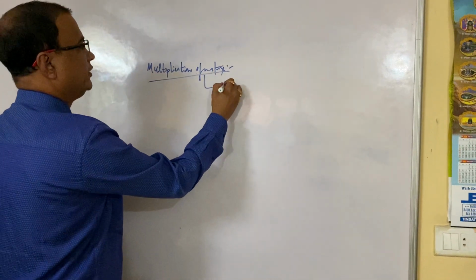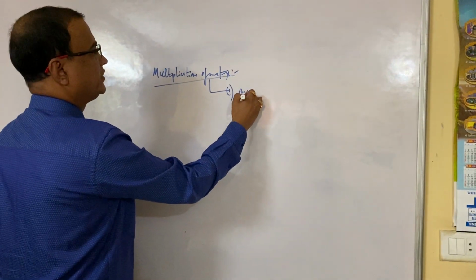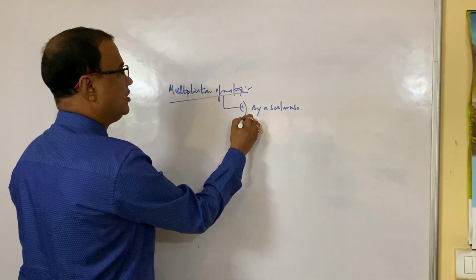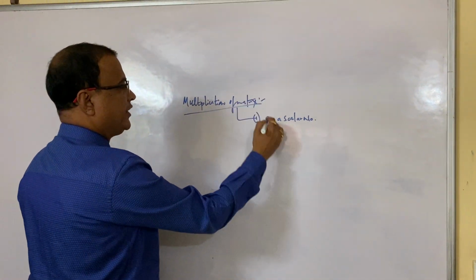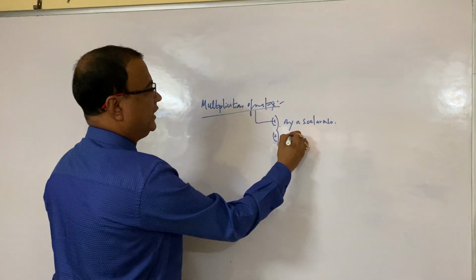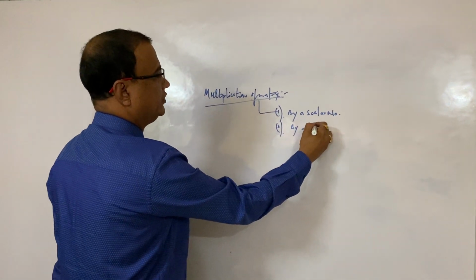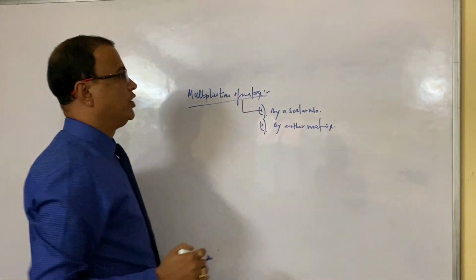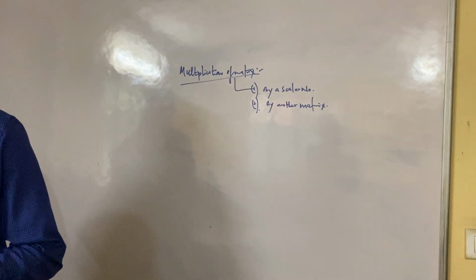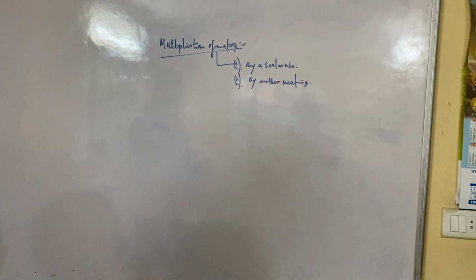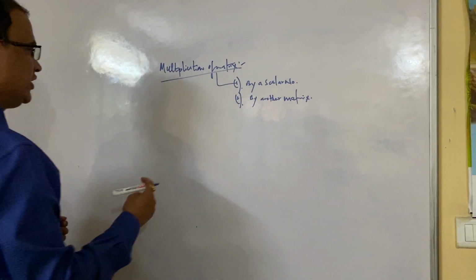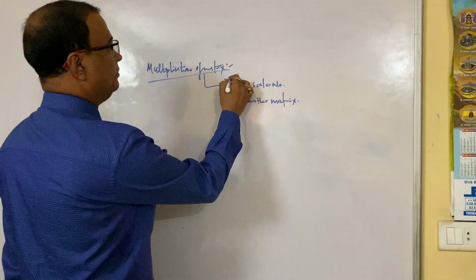Number one, we can multiply by a scalar number. It can be multiplied by a scalar number, or the given matrix we may wish to multiply by another matrix. So these are the two things which we have to understand. One is we can multiply a matrix by a scalar number, and the second is we want to multiply a matrix with another matrix.